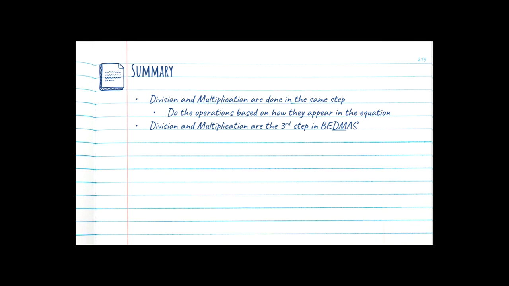Division and multiplication are done on the same step. They are both step 3. So regardless of whether or not division appears before multiplication or if multiplication appears before division, you must do them in the order that they appear. And you can only move to the addition and subtraction step after step 3 has been completed. So once you've cleared all of the division and all of the multiplication from your equation, then you can move to your addition and subtraction.